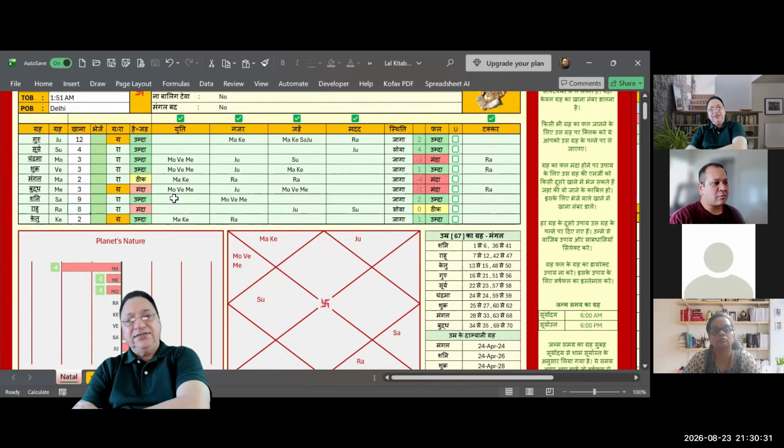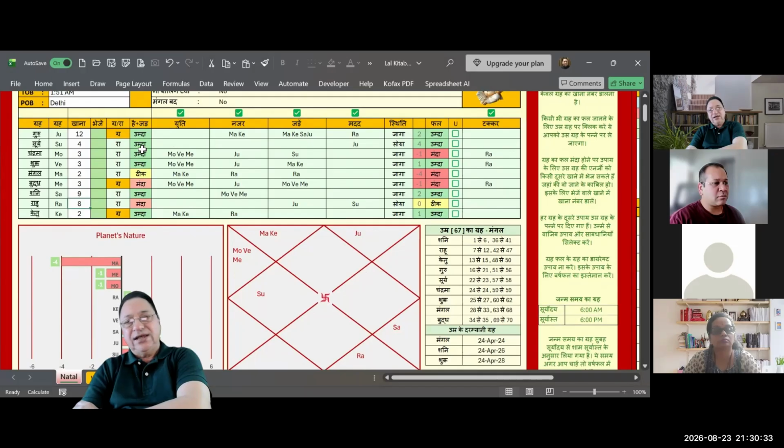If a planet is sitting, let me explain now. This is by placement. Mercury is sitting in 3rd house. By virtue of its placement, it is not good. Just by virtue of its placement. And Rahu is sitting in 8th house. By virtue of placement, it is not good. Mars is all right, and the rest of the planets are good.